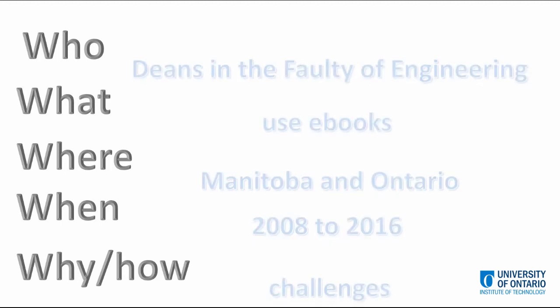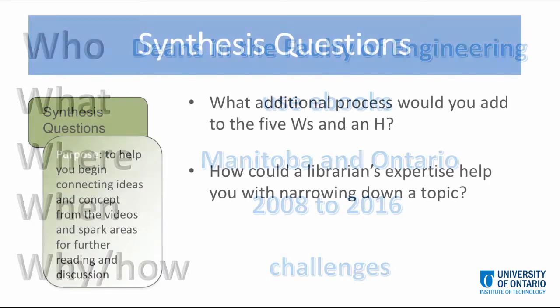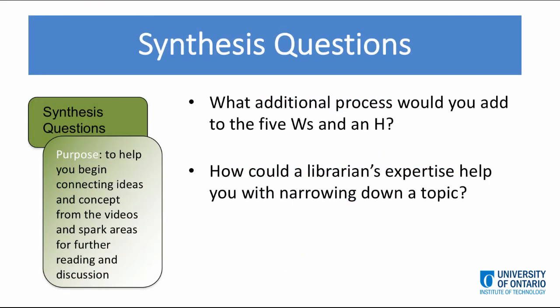Finally, a good way to narrow down a research topic is to answer the famous 5 W's and H questions. Answering these questions helps us narrow down topics within certain parameters. We now have a topic that isn't too big and is manageable. There are 2 synthesis questions for this video.